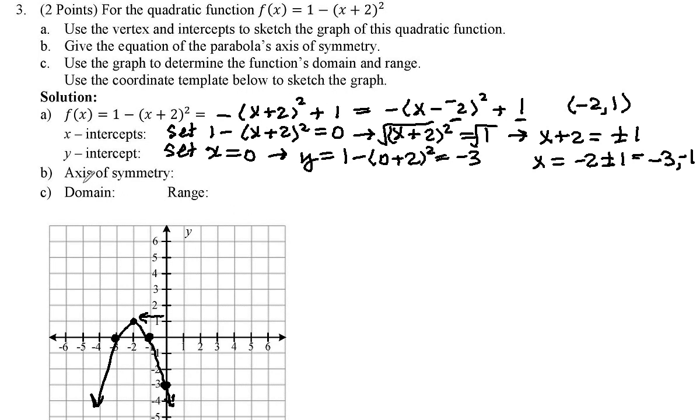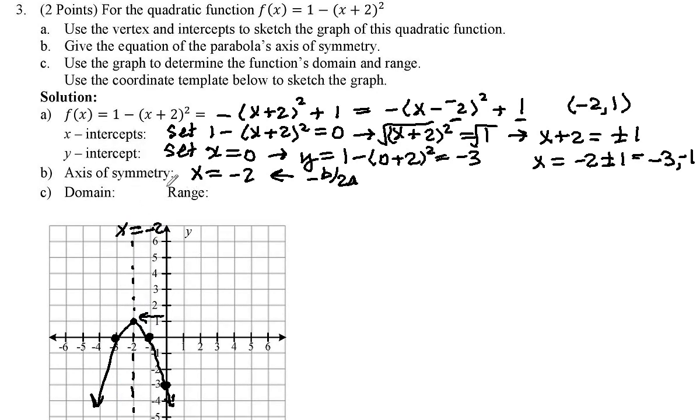Axis of symmetry is given by the x-coordinate of the vertex, which is negative 2. That's also the negative b over 2a, because that also gives the x-coordinate of the vertex. And so that's our axis of symmetry, and that is right here. So notice that the graph is symmetric around that line x equal negative 2. It's a mirror reflection of the line.